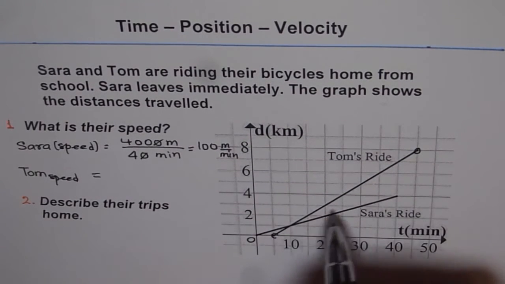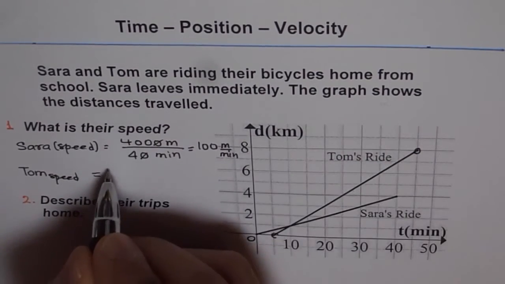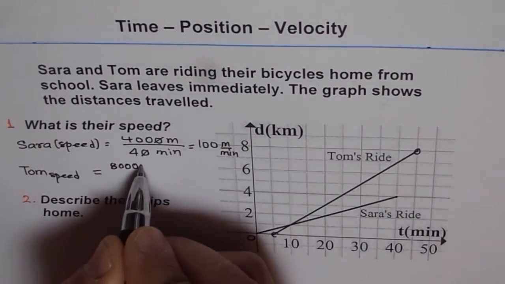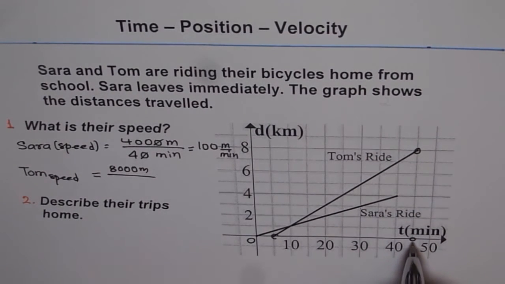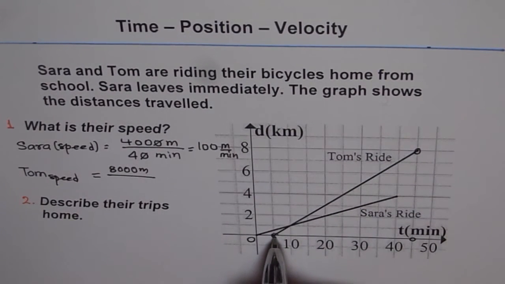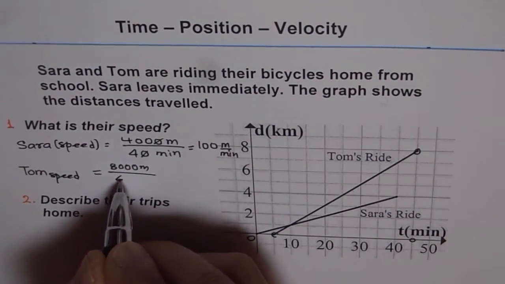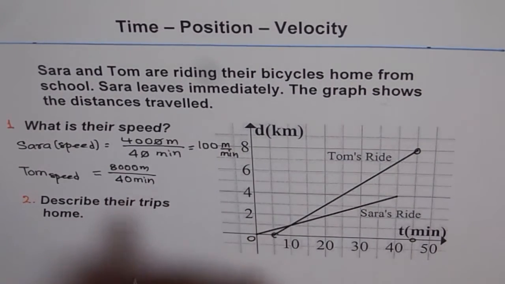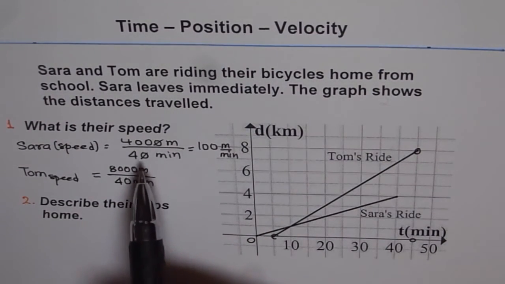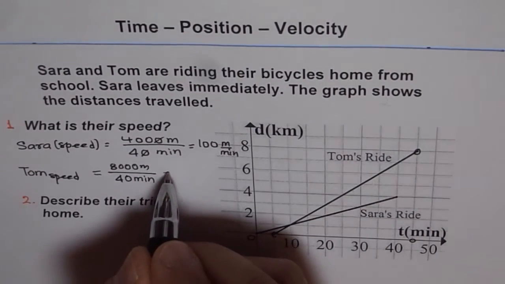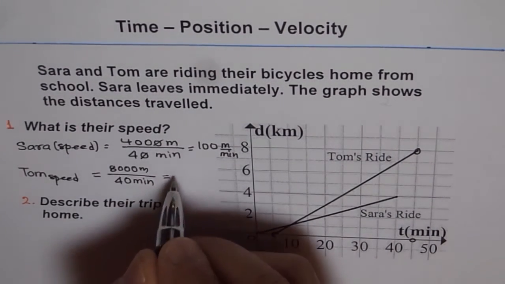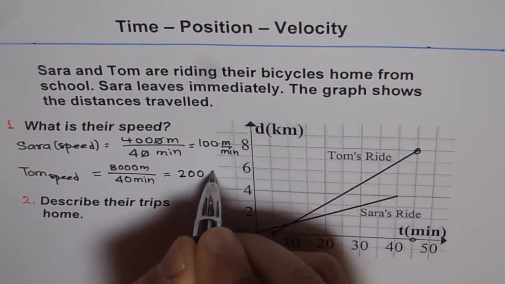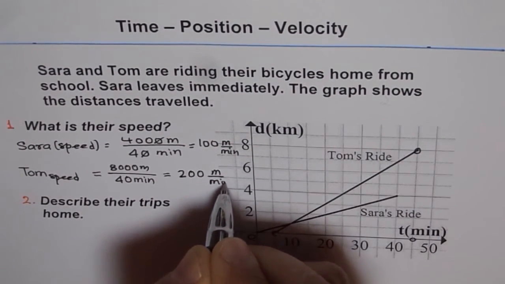So he covers a distance of 8 kilometers. So I'll write 8,000 meters, right? 8,000 meters. And the time is 45 minus 5, correct? 45 minus 5, which is 40 minutes. So Tom covers double the distance in the same time. Do you see that? And that gives you double the speed, right? 8,000 divided by 40 gives us 200 meters per minute, right?